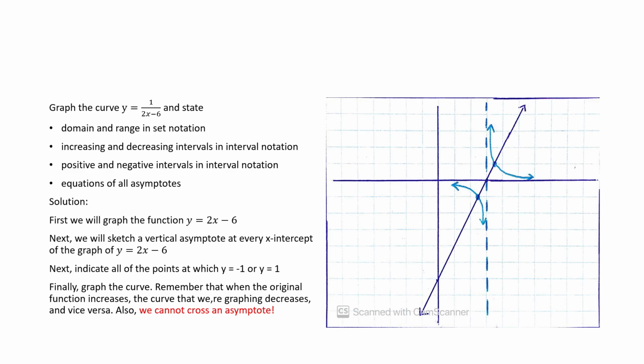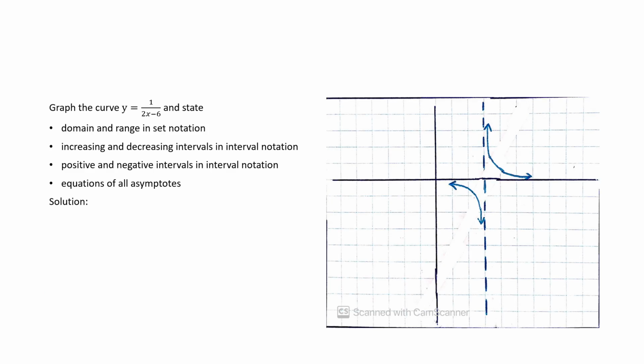And so we're going to end up with a curve that looks like this. Okay, now if we want to really be particular, which is good, we can get rid of the diagonal line because that's not actually part of the curve. Y equals 1 over 2x minus 6. And now we're going to state the domain and range.